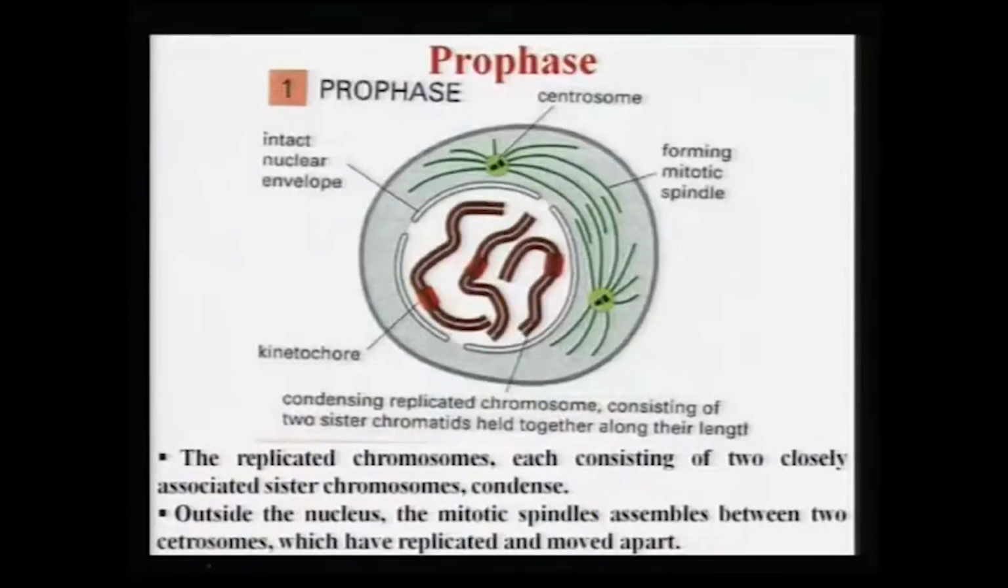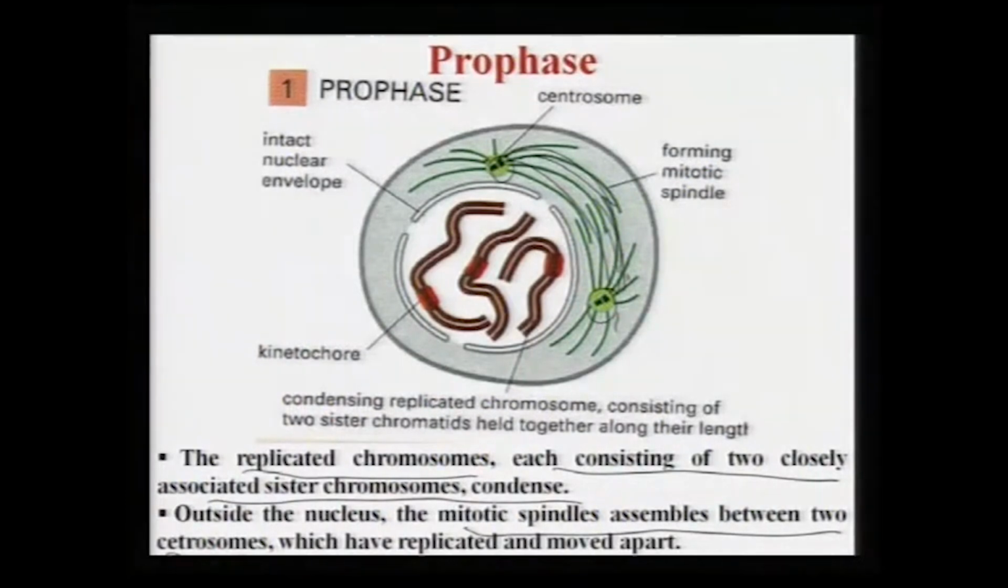So, what happens in prophase? That is phase number 1 inside the M phase. Here you have the centrosome and the intact cell membrane. This is the mitotic spindles and myosin motors, and these are the actin filaments. The replicated chromosomes, each consisting of 2 closely associated sister chromatids, are in condensed form in prophase, and outside the nucleus the mitotic spindles assemble between 2 centrosomes. This is one centrosome, this is another centrosome. Between the 2 centrosomes the mitotic spindles start assembling, and the chromosomes are more condensed.